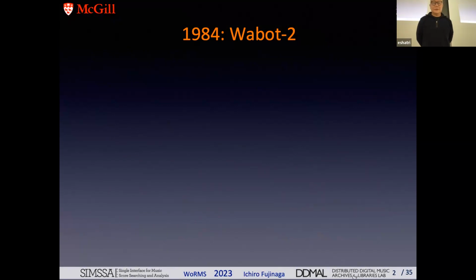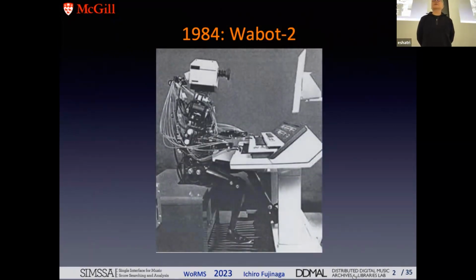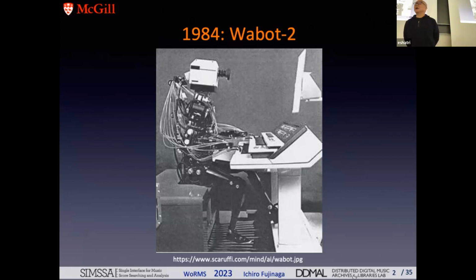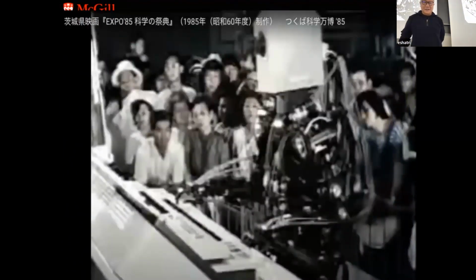A few years ago, I think when we did the tutorial, I showed you this picture of the 1984 Wabot, which is supposed to be able to read music, play the camera, and play the organ. And I said, you can see, actually, the robot's still there in Tsukuba, Japan. But since then, I found a video of this robot playing at the expo.